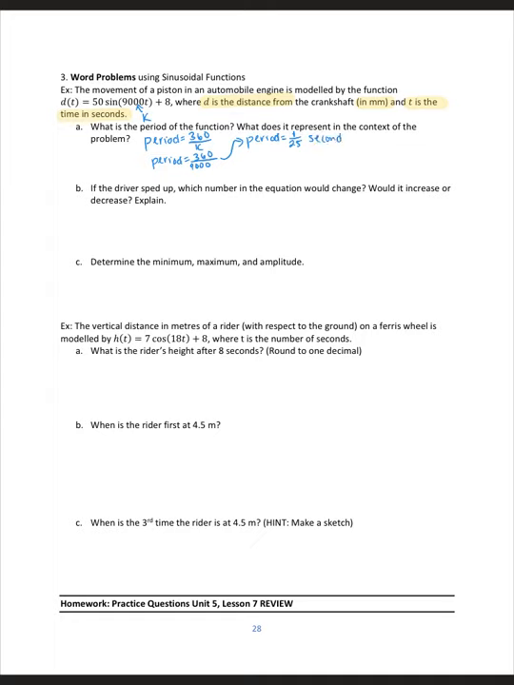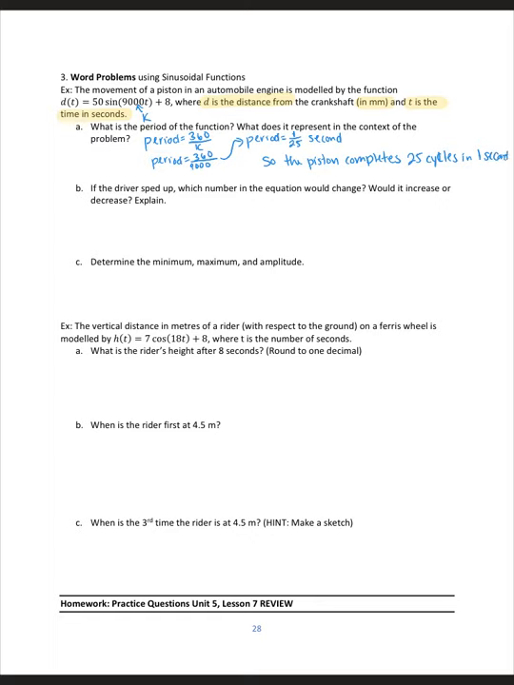And so what does it represent in the context of the problem? Well, that tells us how long it takes for the piston to do one complete cycle. So it completes one cycle in 1/25 of a second. So that means the piston completes 25 cycles in 1 second, because one cycle is completed in 1/25 of a second.